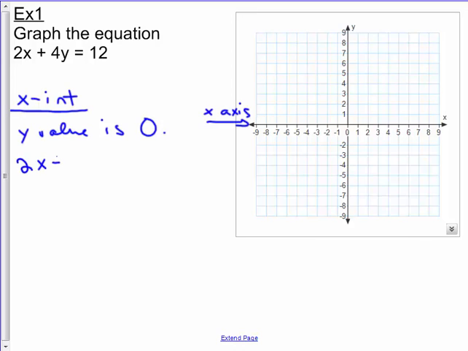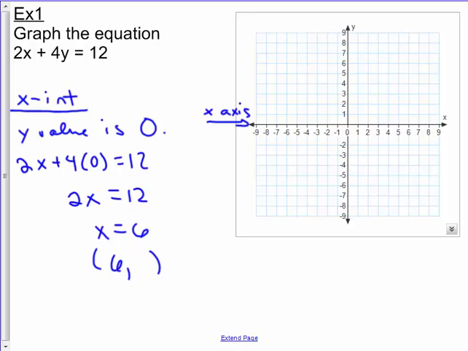So to find the x-intercept, I'm going to put 0 in for y. 2x plus 4 times 0 equals 12. So 2x equals 12 and x equals 6. I'm going to write my ordered pair as 6, comma, 0. My x was 6, my y was 0. So that's the x-intercept. I'm going to do the same thing for the y-intercept now.